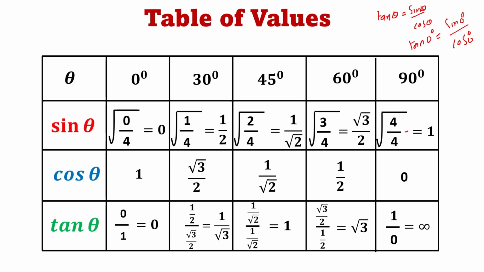So we have found the trigonometric values, the table of values, for the angles of 0, 30 degree, 45, 60 degree and 90 degree.